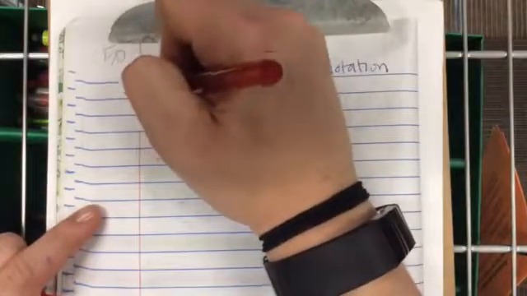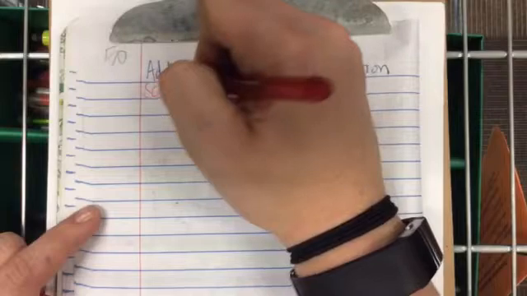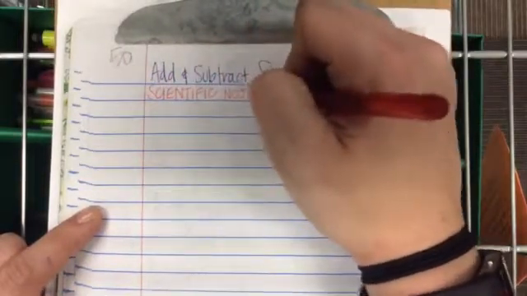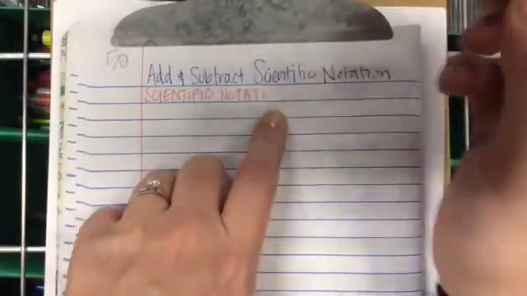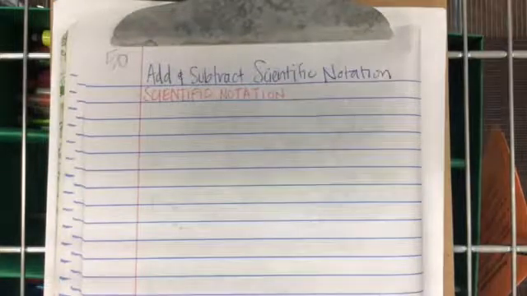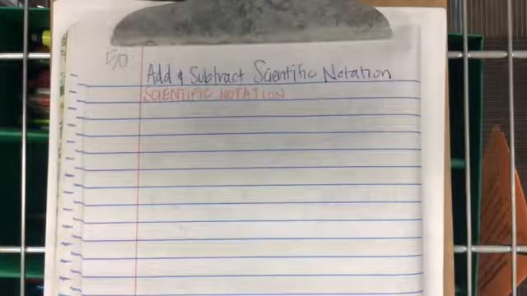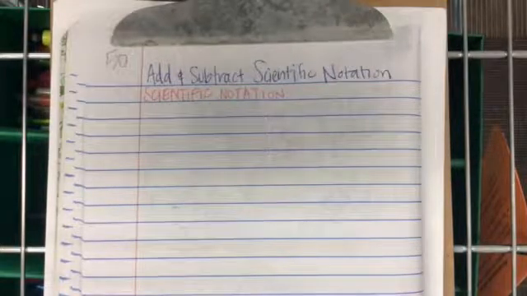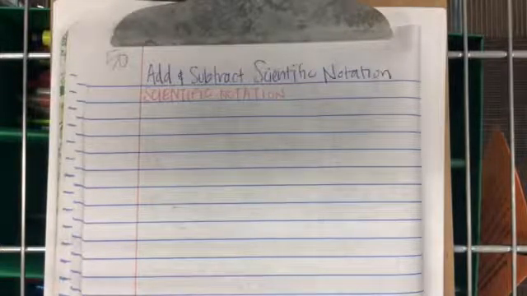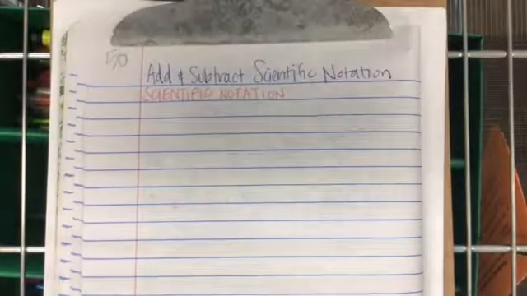So let's review just a little bit. Scientific notation. If we review it a little bit, if we talk about what we already know, what does scientific notation look like? If you were going to describe scientific notation, what does it look like? Like, what are the characteristics of it, Morgan?